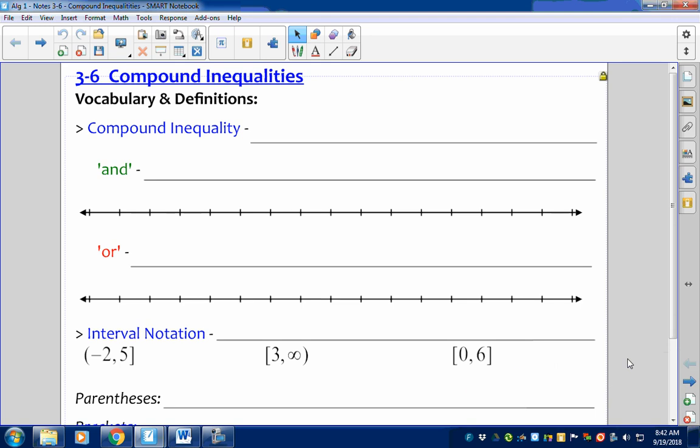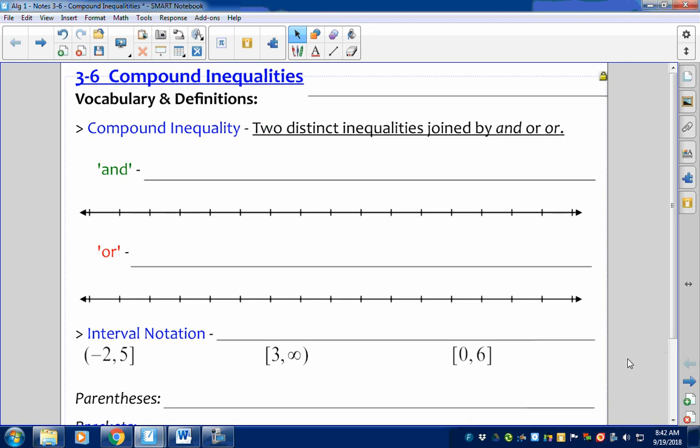Right, compound inequality, here's what it is. It's two distinct inequalities joined by and or or. So when you say things like, the baby car seats are for kids between 15 and 25 pounds, that's a compound inequality.